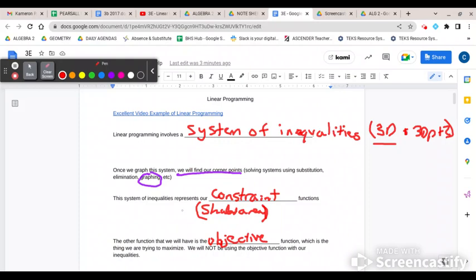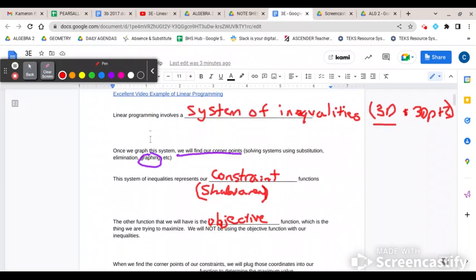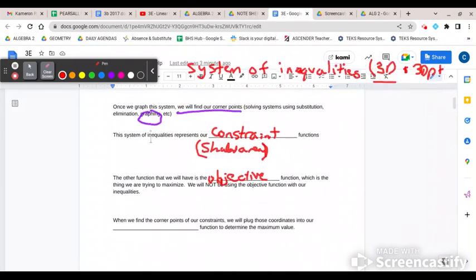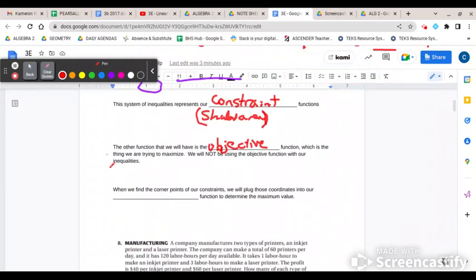I actually want to do a word problem with this first before we do some simple math problems, because I believe the word problem will help us understand this concept a little bit more. We did one in class yesterday, but let's do another one. Sorry, getting ahead of ourselves. When we find the corner points of our constraints, we'll plug those coordinates into our objective function to determine the maximum value.